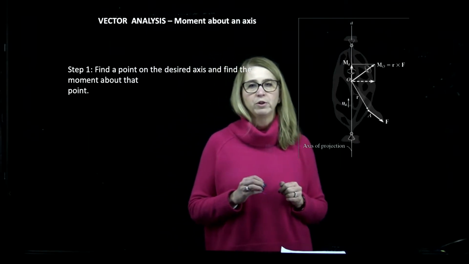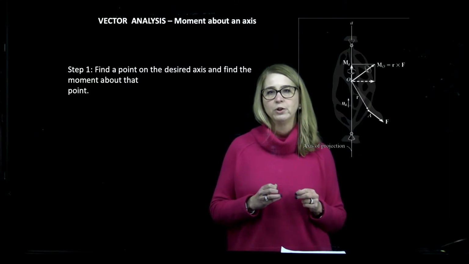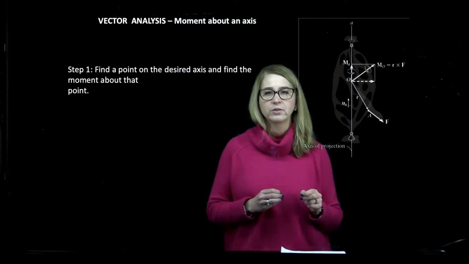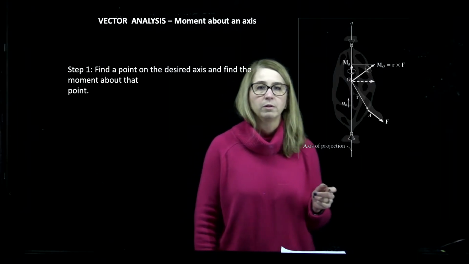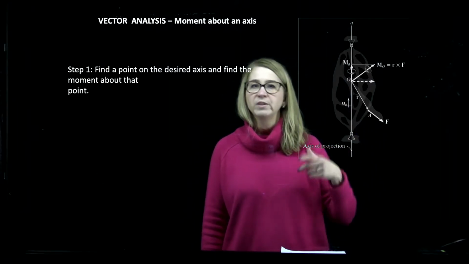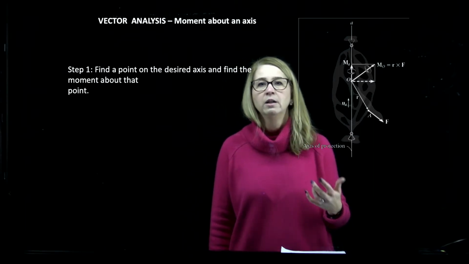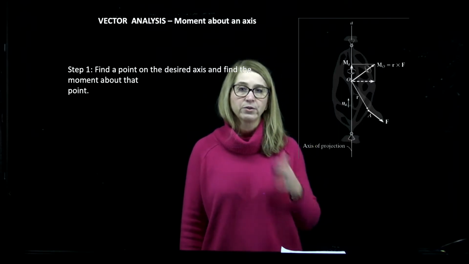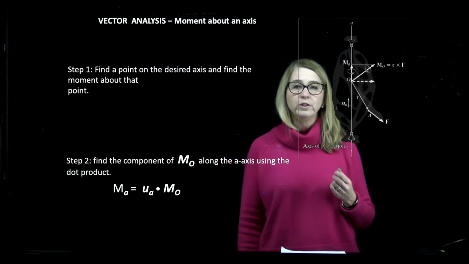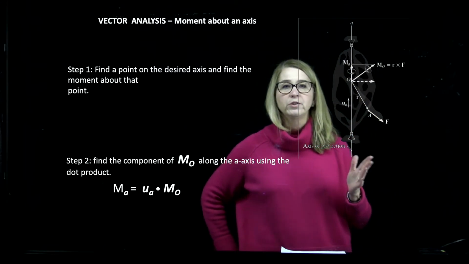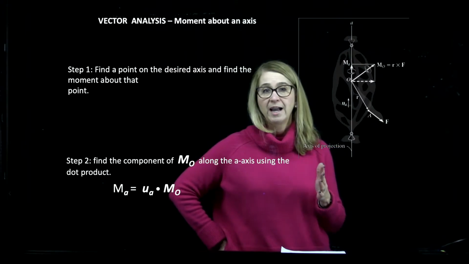So what's the first step to figuring out our desired moment about an axis? The first thing that we do is we choose a point on the axis and we find the moment about that point. So for instance here, choosing a point like the origin is just fine because it's along the axis, and we're going to calculate the moment of our force about that point. But then we're not done. Then we want to find the component of our moment that is parallel to our axis.